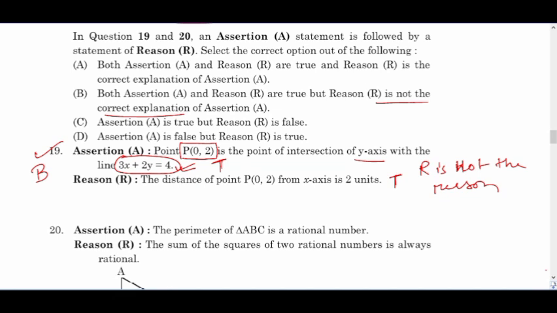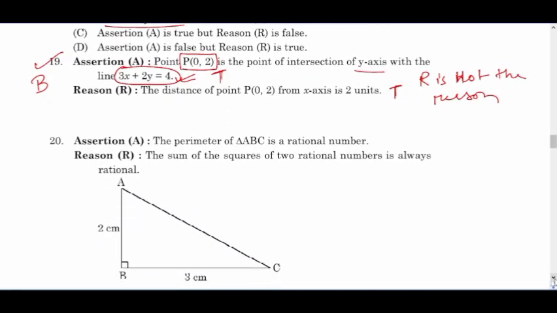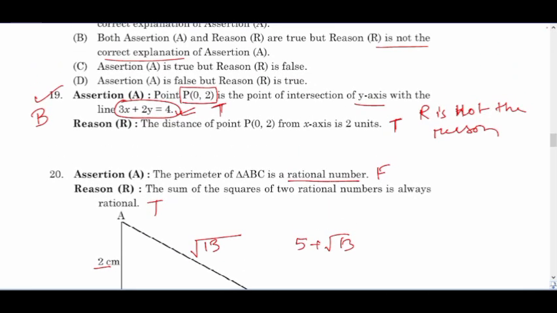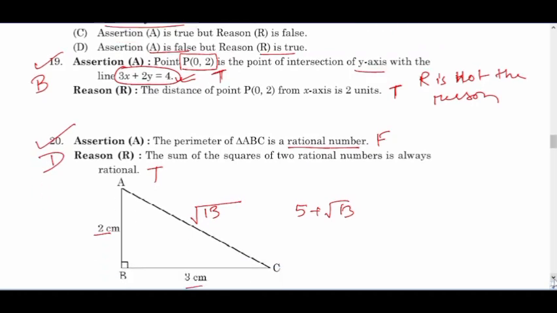Next, a right angle triangle, this side is 2, this is 3, so the hypotenuse will be √13. Now the assertion says the perimeter of the triangle is a rational number. The perimeter will be 5 plus √13, which is an irrational number, so this is false. The sum of the squares of two rational numbers is always a rational number. This is true. So A is false, R is true. The correct option will be D.